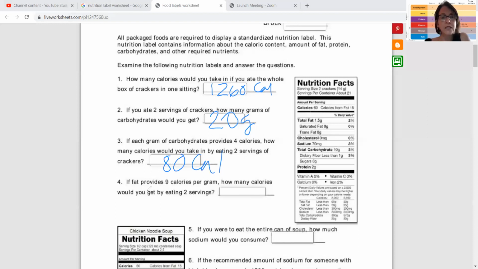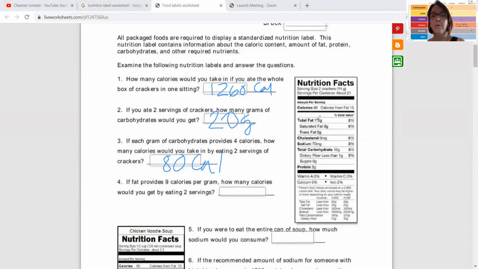And then fats provide 9 calories per gram. How many calories would you get by eating 2 servings? In this case, they are talking about fats. I don't have any previous calculation that allows me to know how many grams of fats I get if I eat the whole container. So I need to do these calculations first to be able to find calories. So how many calories in 2 servings? Let's see how many grams first in 2 servings.